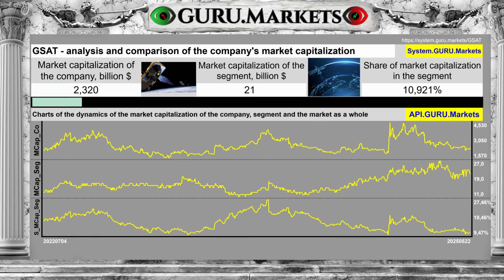Market capitalization of the company Globalstar Inc. is valued at $2.32 billion. And the market capitalization of the subcategory is $21 billion. Globalstar Inc. accounts for a share of 10.921%. It is one of the large companies in the subcategory.